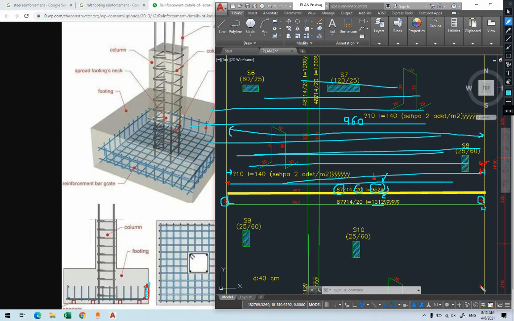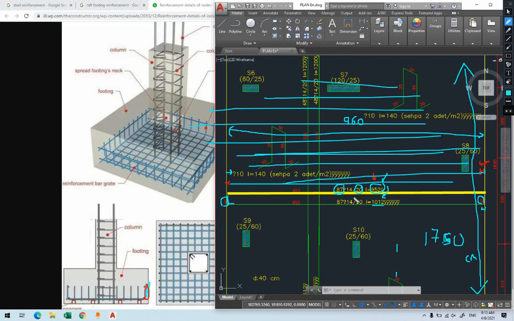Now you're going to use the other dimension of the foundation, which is 17.5 meter, or you can say 1750 centimeter. Then you can divide this one by 20 to see how many pieces will come out. It might not come out exactly because you have to take a distance from there, but you will come close to this number.